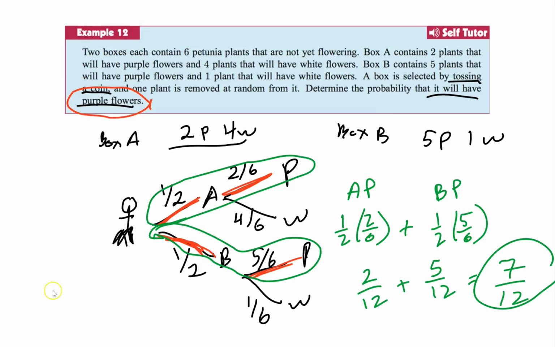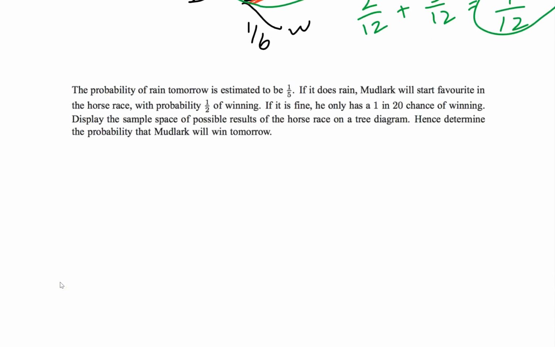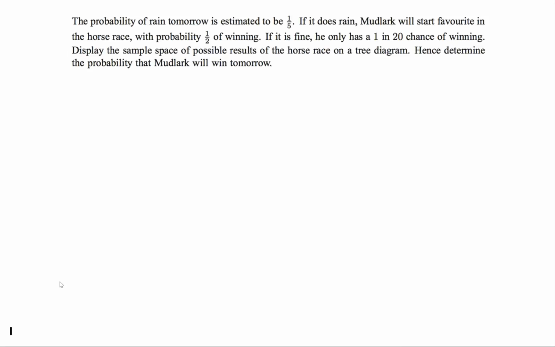Let's do one more example before we move on to a slightly different type of tree diagram. So let's look at this one. The probability it will rain tomorrow is estimated to be 1/5. If it does rain, Mudlark will start favorite in the horse race with a probability of 1/2 of winning. Isn't that cute? Mudlark, because he likes to run in the rain. Anyway, if it is fine, he only has a 1 out of 20 chance of winning. Yeah, he loves the rain. Display the sample space of possible results for the horse on a tree diagram, hence determine the probability that Mudlark will win tomorrow.